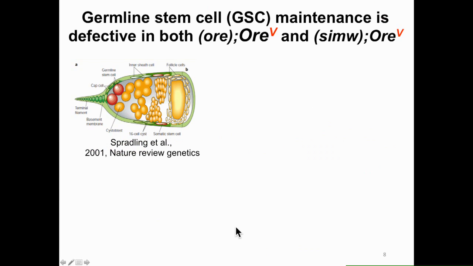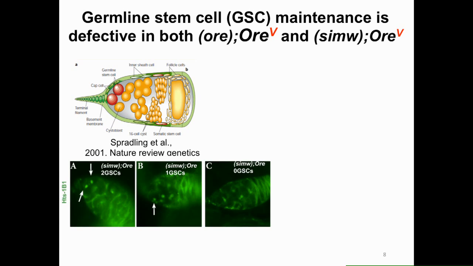We have also looked at the oogenesis process. To remind you, Drosophila egg chambers are generated from the germarium, where the germline stem cells are residing. At the anterior tip of the germarium, we have 2 germline stem cells, and with mitotic division, germline stem cells will generate germline stem cell daughters. And here, I'm using an antibody called HTS1B1 to label the germline stem cells.